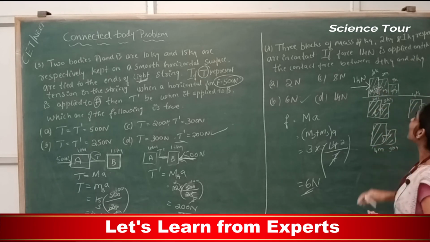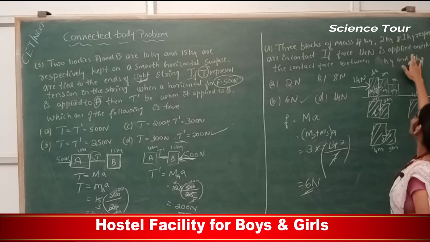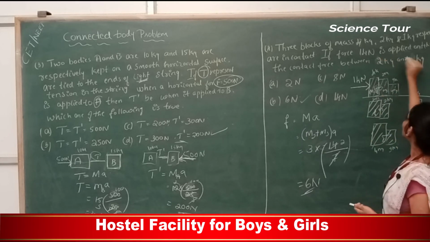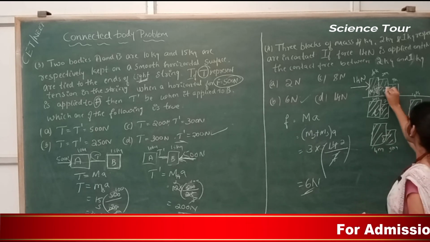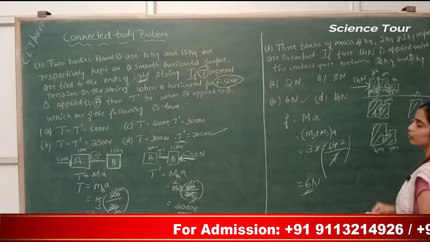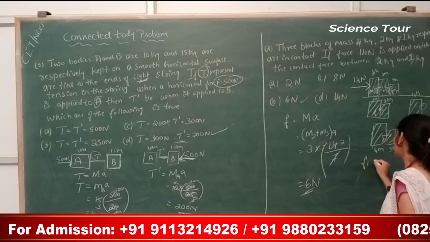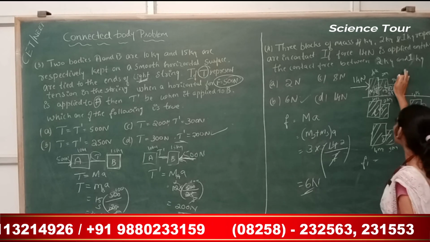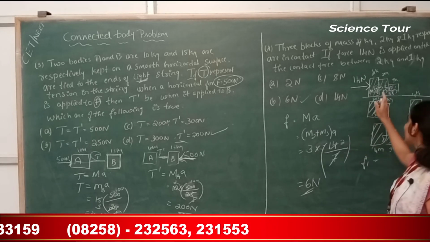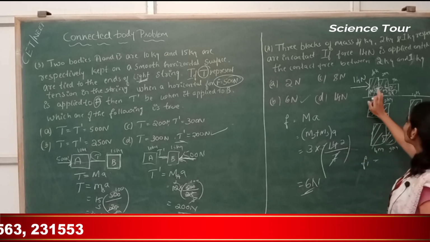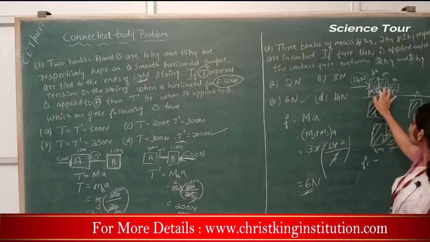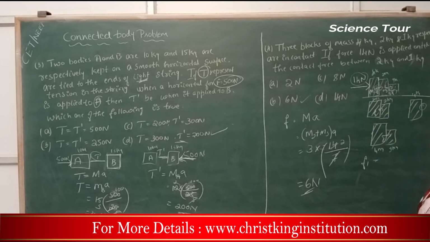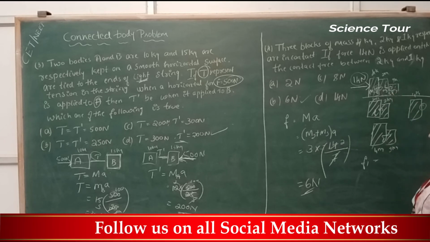In case they ask between 2 kg and 1 kg, then what will be the answer? Then you are looking for the contact force here, which is F1. What is F1 equal to? This force will be 0 only if M3 is 0. If M2 is 0, then still it would exist. If M1 is 0, still it would exist, because even if M1 and M2 both are 0, it would exist because there is one external force here. F1 will be 0 only if M3 is 0. So F1 is M3 into acceleration.